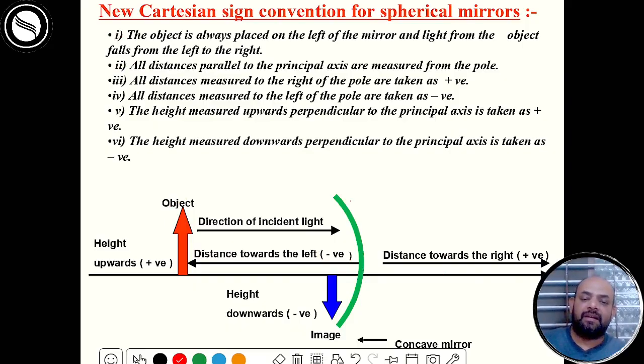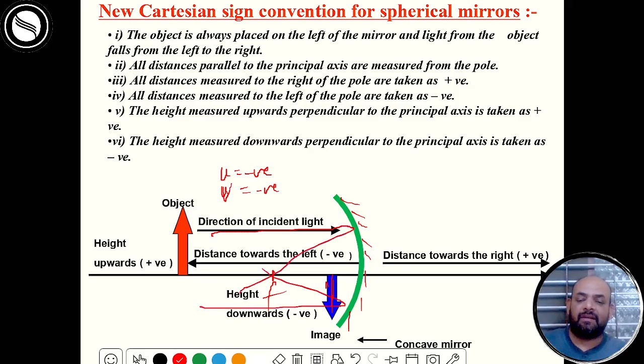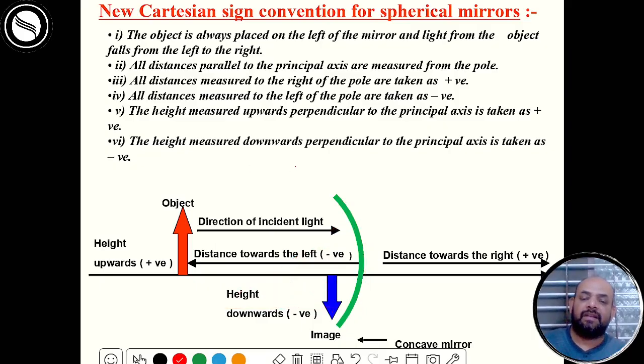So here in this condition, object distance is negative. Image distance is formed somewhere here, so image distance is also negative. So v is also negative. And focal length is also left hand side, because for a concave mirror, the focal length will be somewhere here. Parallel rays will meet at this point. So this is your principal focus at which parallel rays will meet. So focal length is also negative. So all three are negative in this situation.